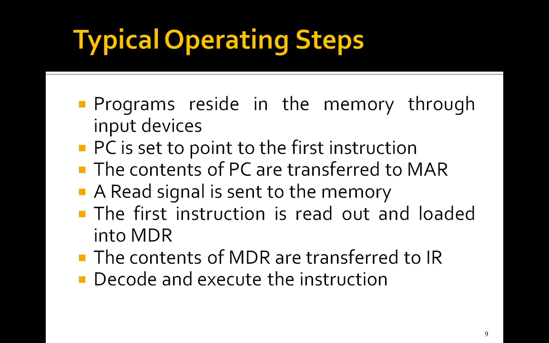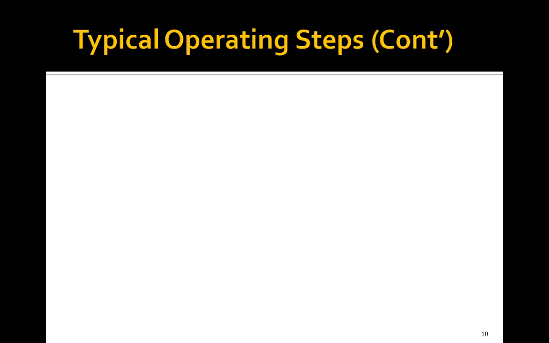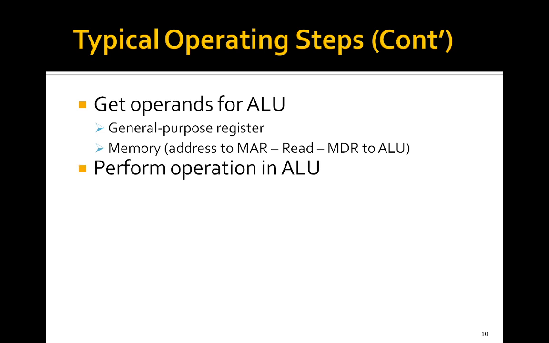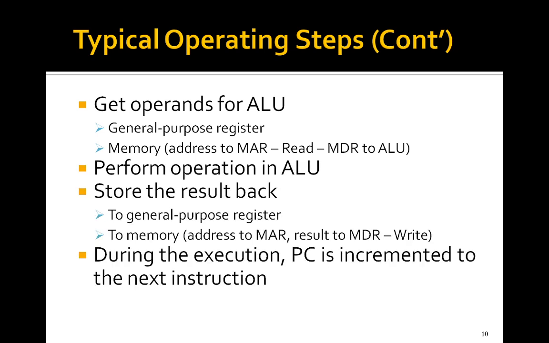When it comes to IR, we will decode it. Decode means we will see what operation has to be done in that particular instruction, and then it will be executed. Now suppose the instruction that is going to be executed has some operation to be performed by the ALU, that is, the arithmetic logical unit. So it is necessary to obtain the required operands. I should give the operands to the ALU.